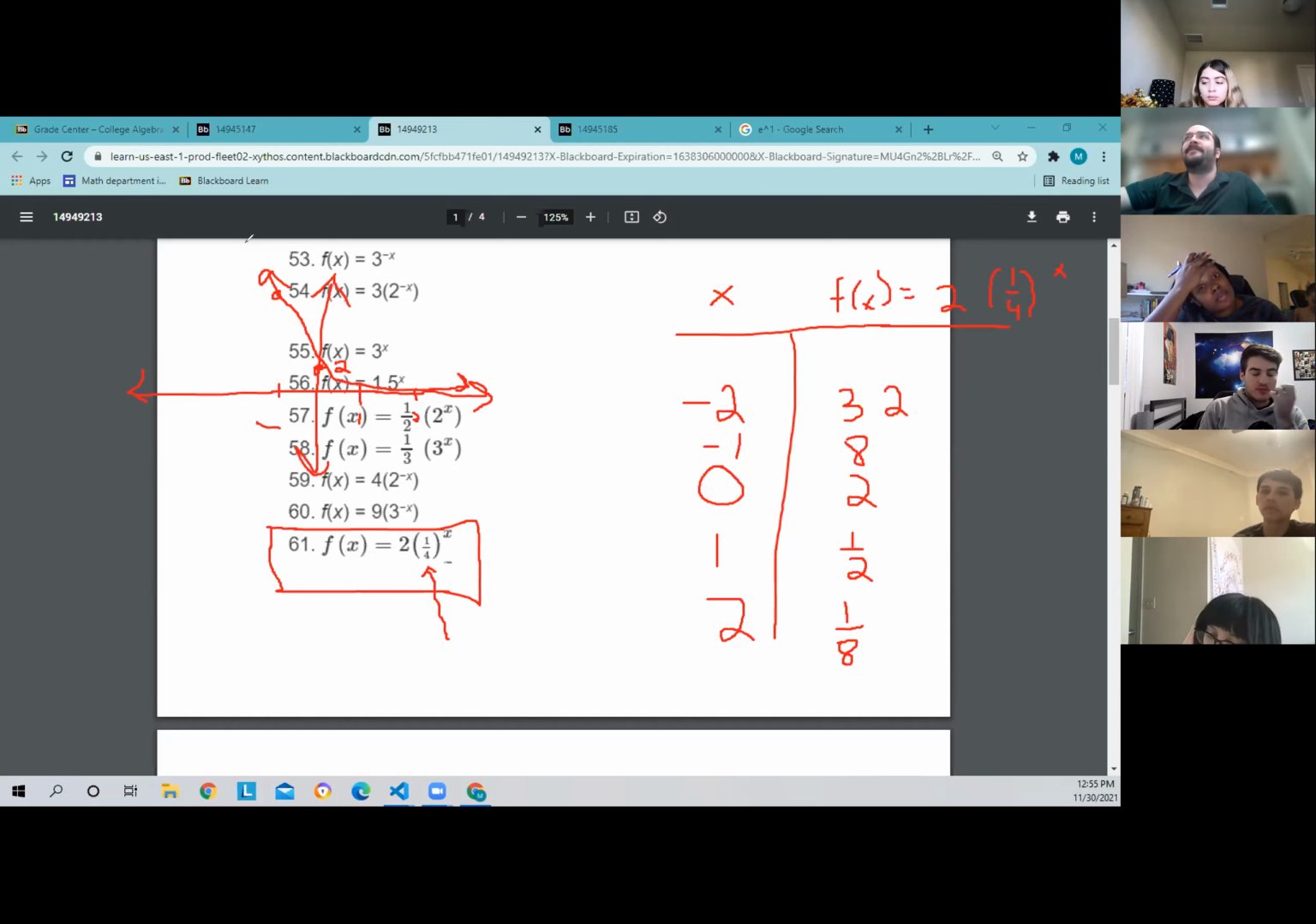And so if we go left, it should be shooting off to sort of infinity happening here. If we go to the right, it should be leveling out right at 0. It's not going to cross that axis. Questions about these graphs?